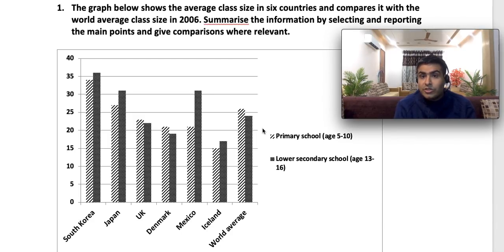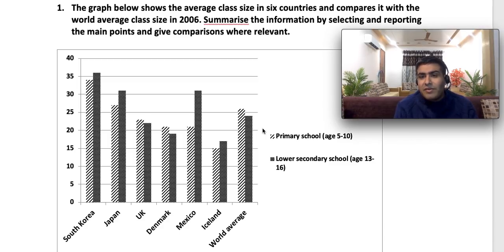the question. So first 2006, meaning the data is from past. So I have to write it in the past tense. Then average class size. I know average class size means what? The number of students. When I looked at the graph, it shows that there is a primary school and there's a lower secondary. So they've divided into two halves, and they've compared between primary school and lower secondary school. And then they've given 6 countries, and then they have also given the world average.